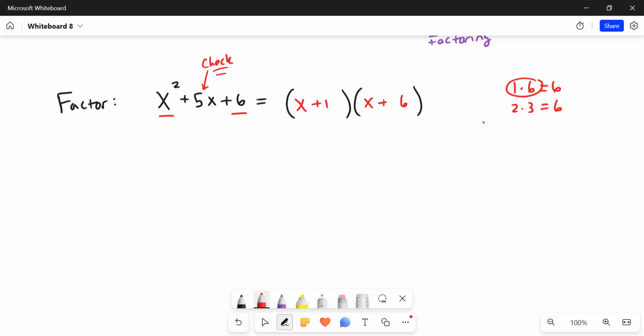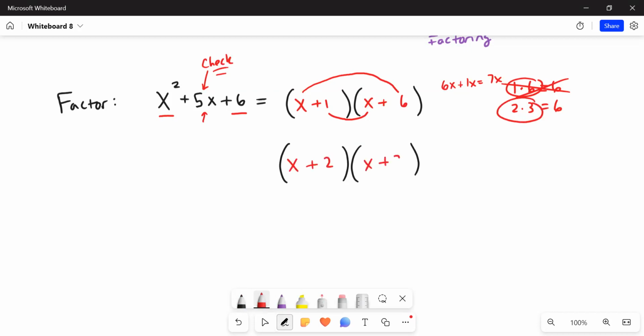The problem is it won't work out when we check. And so here's how we do the check. When we check, we redistribute. We think about, oh yeah, I'm going to need to do x times 6. That's 6x, and 1 times x, that's 1x. And I know that 6x plus 1x is equal to 7x, but I needed a 5x. So that means that that simply does not work. This is a little bit of guessing and checking. So the second guess, we're going to use the other factors of 6, 2 times 3. We're going to use x plus 2 and x plus 3, and then we're going to check that. And again, the way we would check that is making sure that these terms, x times 3, that's 3x, and 2 times x is 2x, in fact, gives us that middle term of 5x. That's what we want. So this will be our factored form for the original question.